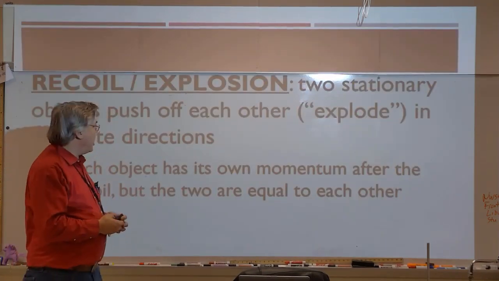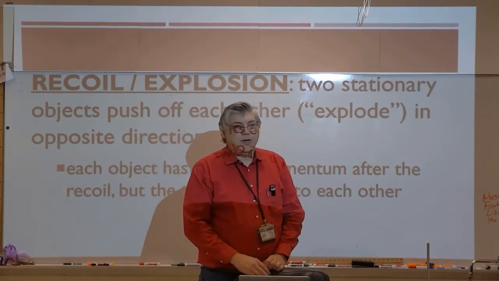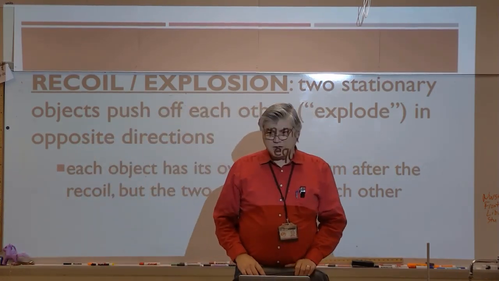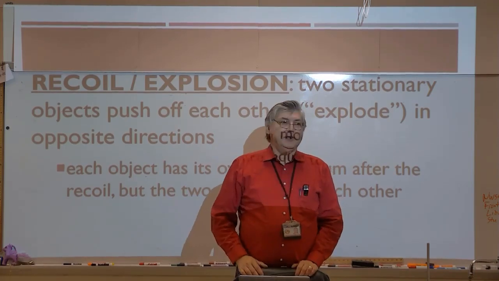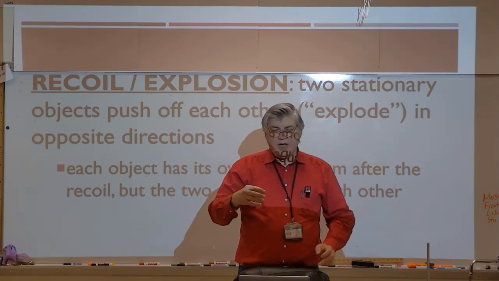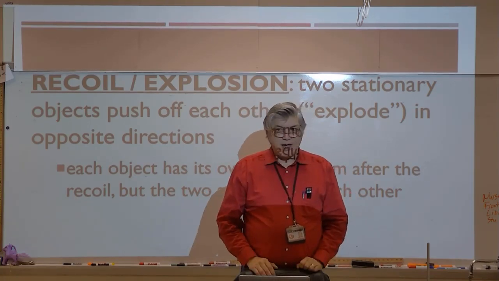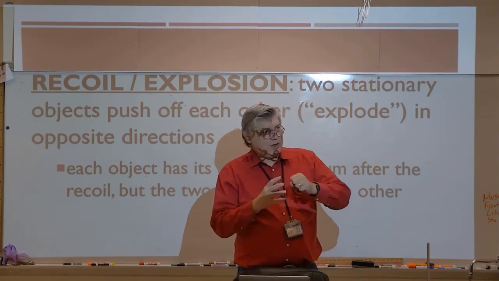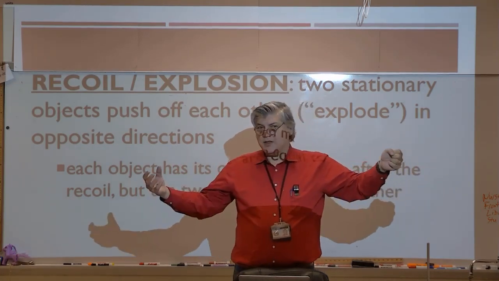The first of those is called recoil, or an explosion. Recoil, the classic example of recoil in physics is the firing of a cannon. So if I have a cannon and it's on wheels or skids or something, so it's free to move, and I have a cannonball and it's sitting still, it has zero momentum. And then I fire the cannonball. So the cannonball goes off in one direction, that's going to knock the cannon back in the other direction.